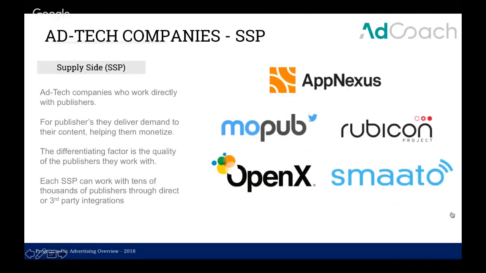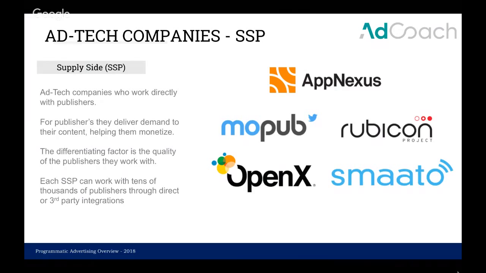So getting into the programmatic process, now that we have that set as our baseline, let's talk about how it works. And the first thing to talk about is the companies involved. So first one here is an SSP, a supply-side platform. A supply-side platform is an ad tech company that works directly with publishers. And a publisher would be an app or a website.